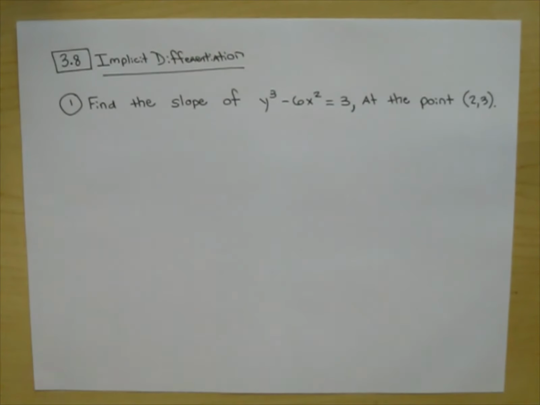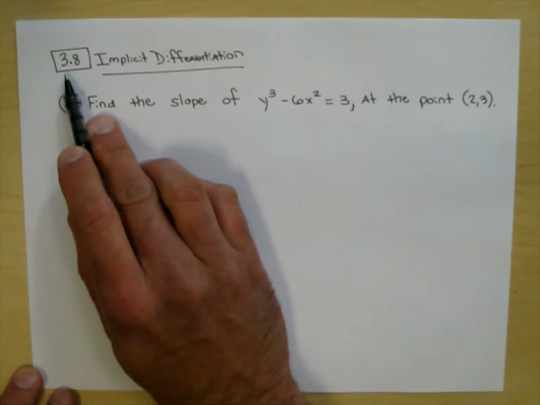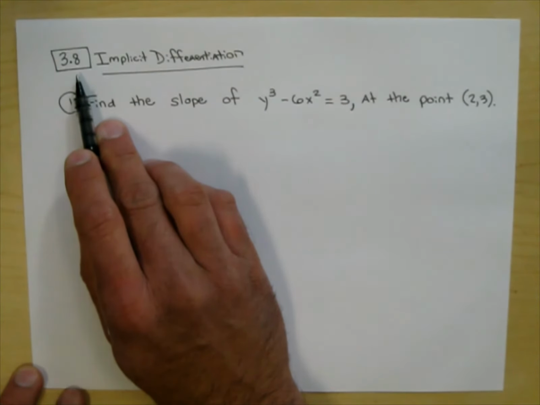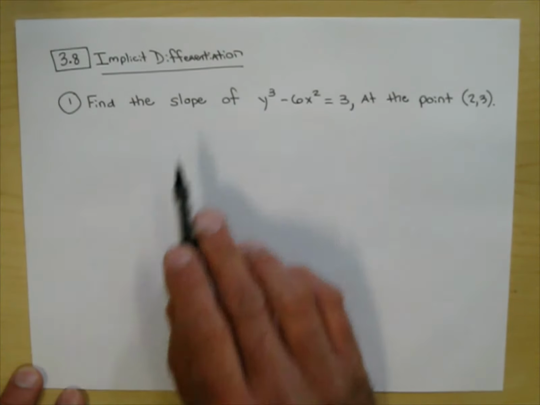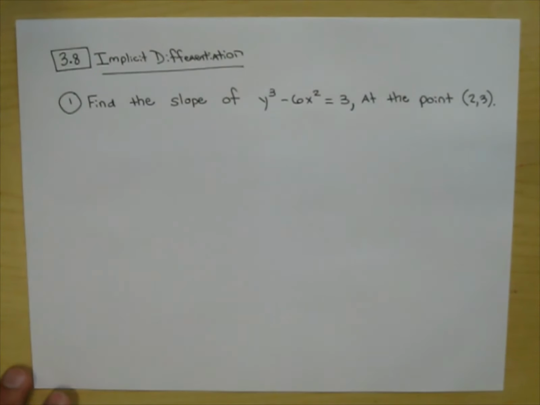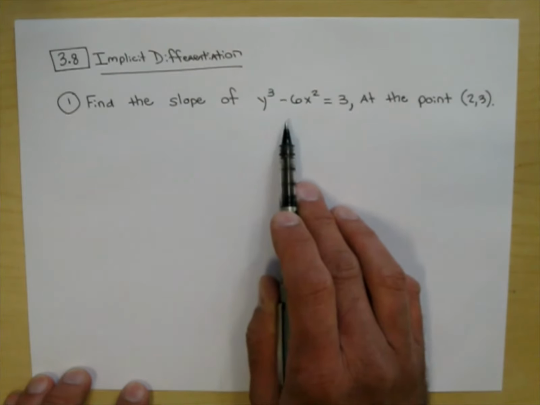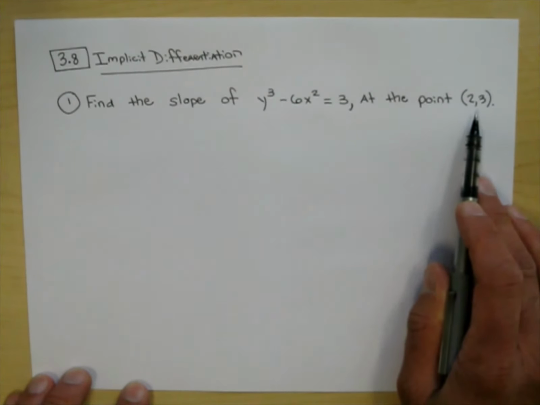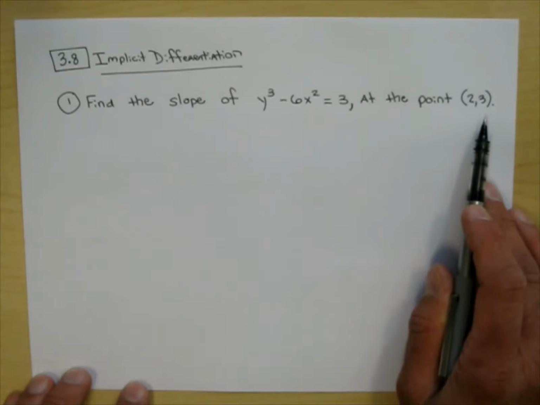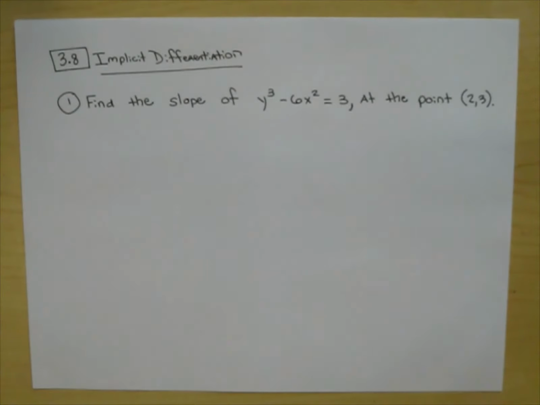I'm Joe Vasta, and in this video we are going to cover section 3.8, Implicit Differentiation. So what is the deal with implicit differentiation? What does it mean? We're going to find that out. So we'll start by doing a problem. Find the slope of this graph at the point (2, 3). So that is what we're going to do.